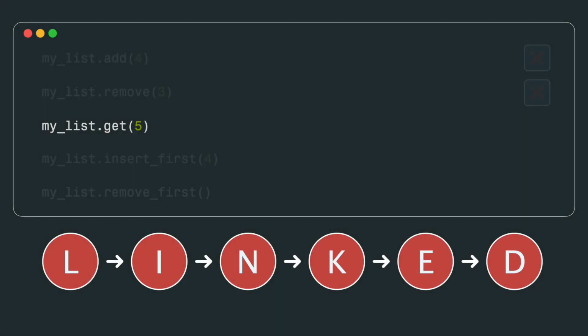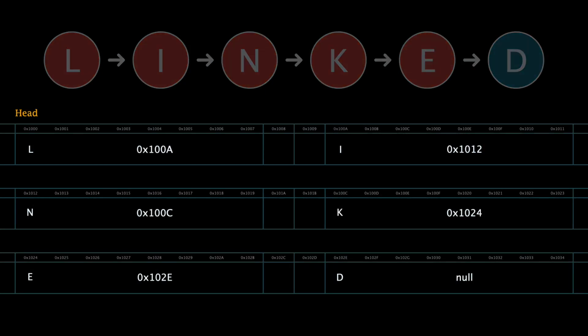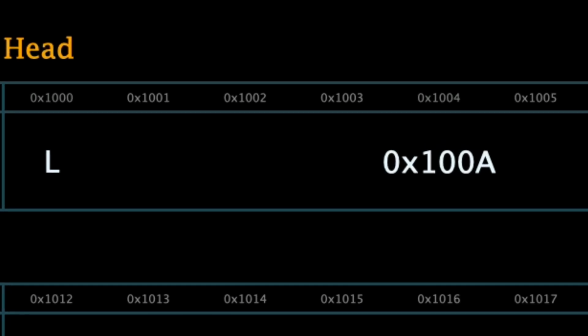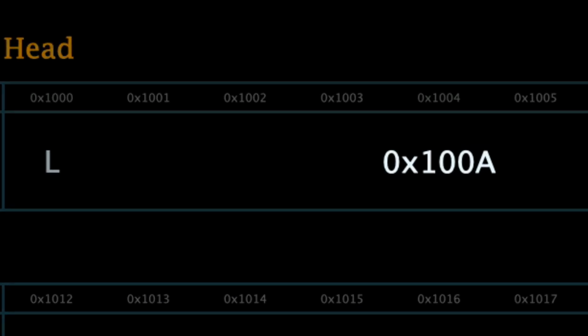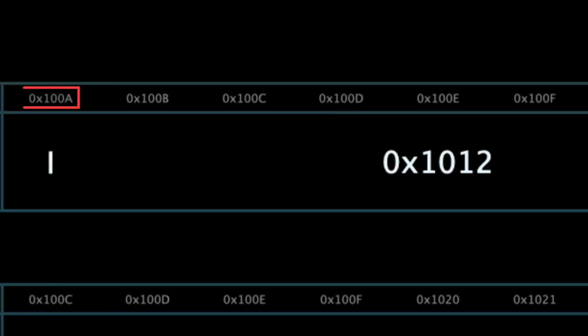Now, retrieving data from a linked list is also inefficient. This operation wants to retrieve the value inside of node number 5. Similar to the removal process, when searching for data in a linked list, we must start at the head and traverse through each node one by one, following their references. As we travel from one node to another, we keep count.